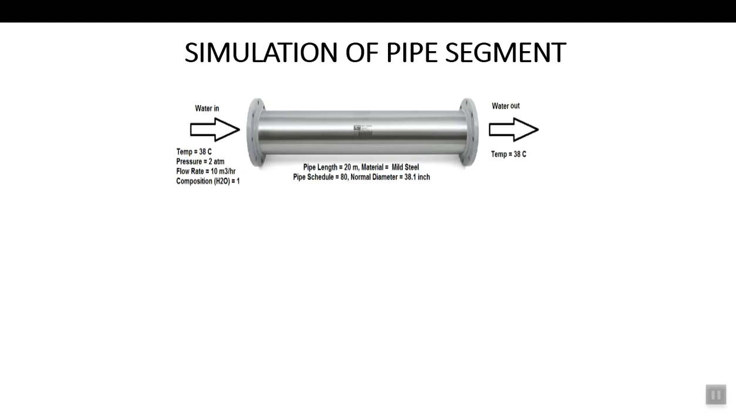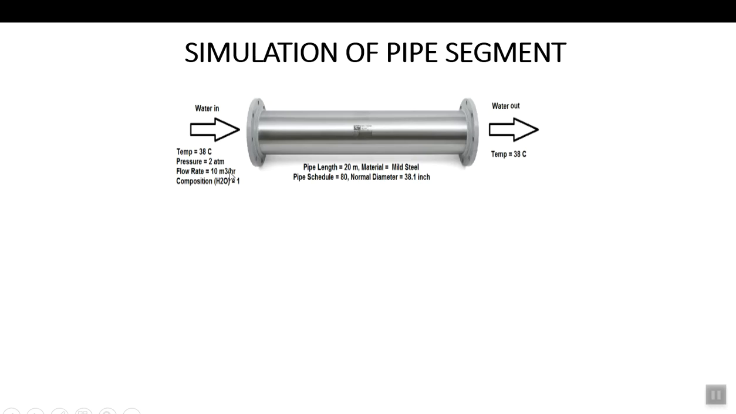Now in this image there is a pipe which is almost 10 meters in length. The material of the pipe is mild steel. The pipe schedule is 80 and the nominal diameter is 38.1 inch. The inlet conditions are: temperature is 38 degrees centigrade, pressure is 2 atmosphere, the flow rate is 10 meter cube per hour.